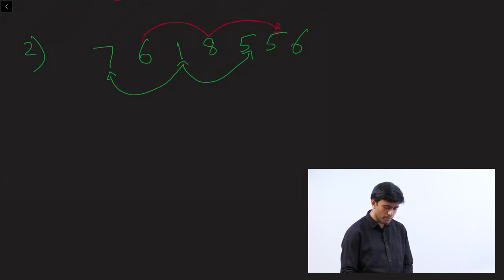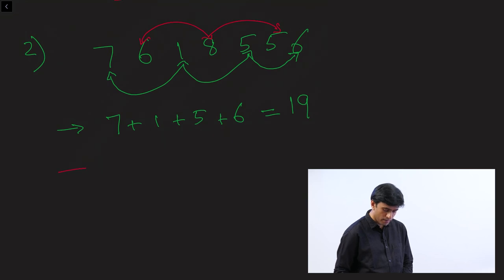Let's go ahead and work the sum. So the first, 7 plus 1 plus 5 plus, oh sorry, I forgot this, you have 6 also, plus 6. This is 19. How about the one in red? 6 plus 8 plus 5 gives you 19.